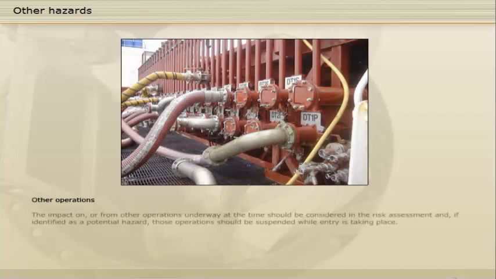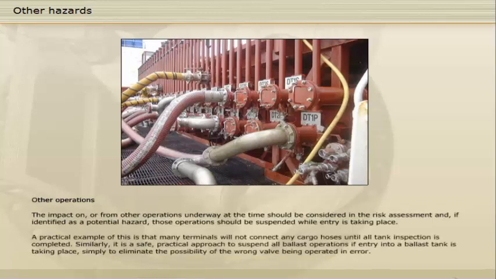The impact on or from other operations underway at the time should be considered in the risk assessment, and, if identified as a potential hazard, those operations should be suspended while entry is taking place. A practical example of this is that many terminals will not connect any cargo hoses until all tank inspection is completed. Similarly, it is a safe, practical approach to suspend all ballast operations if entry into a ballast tank is taking place, simply to eliminate the possibility of the wrong valve being operated in error.